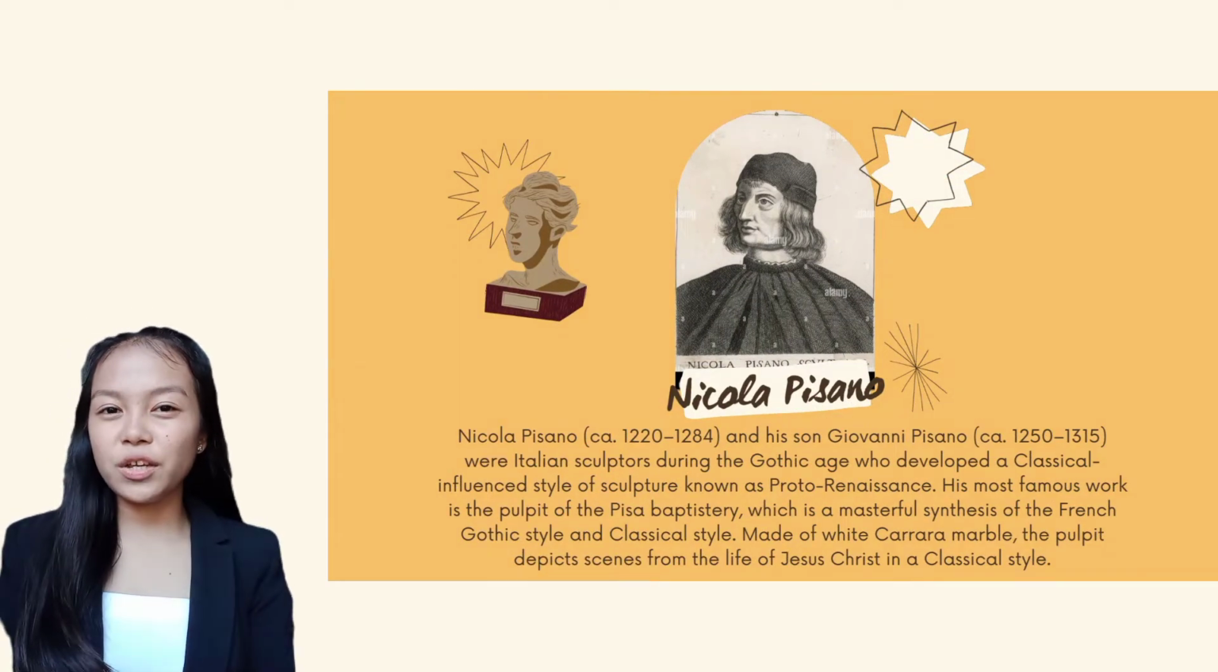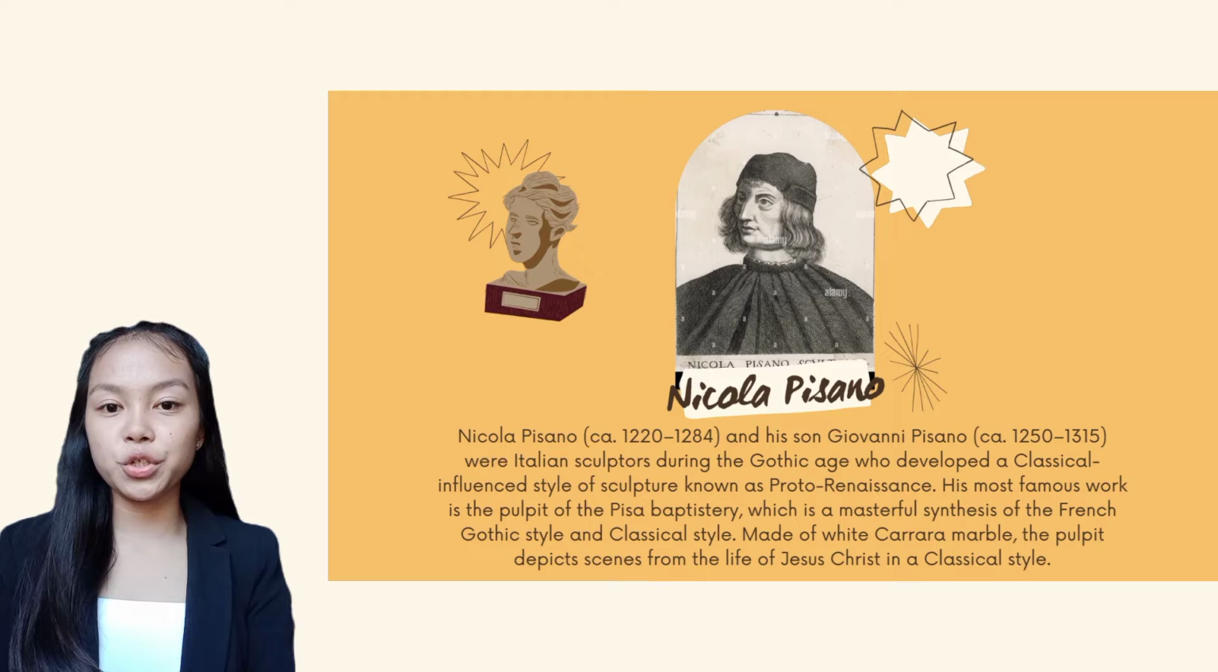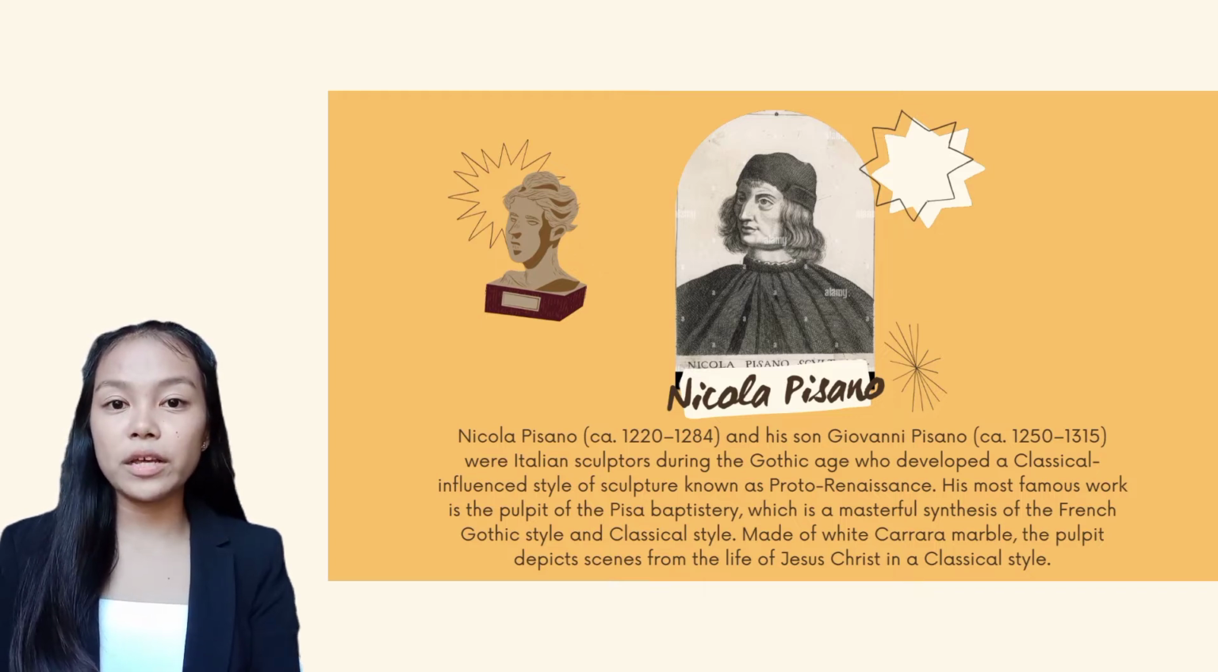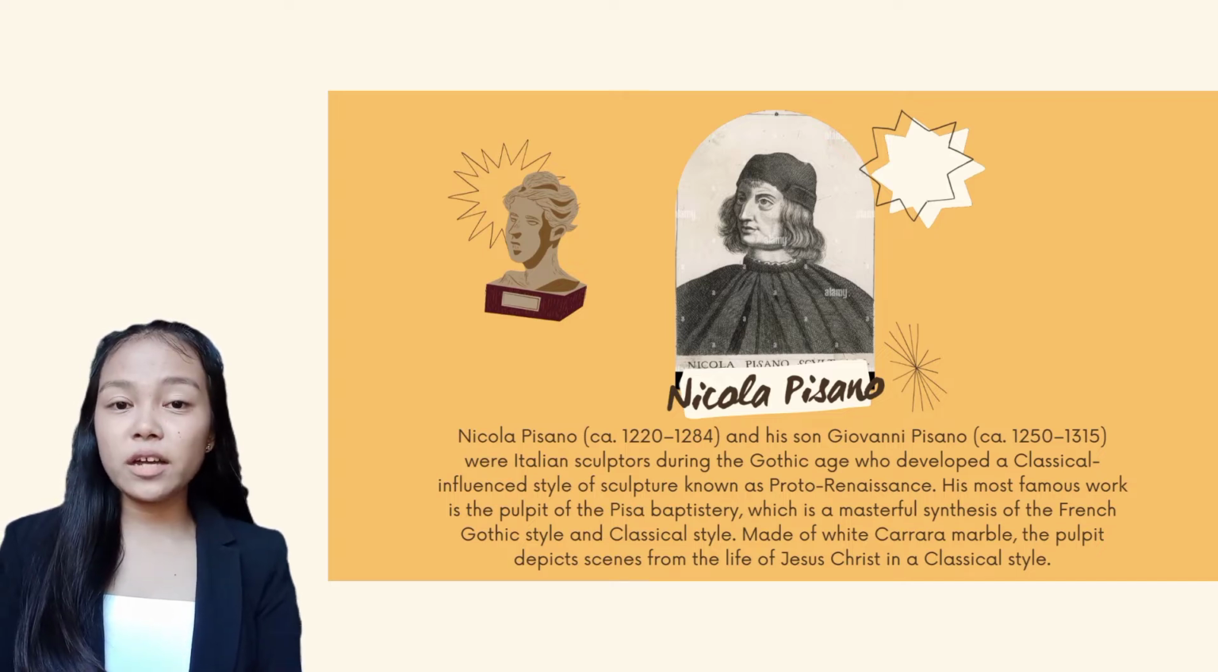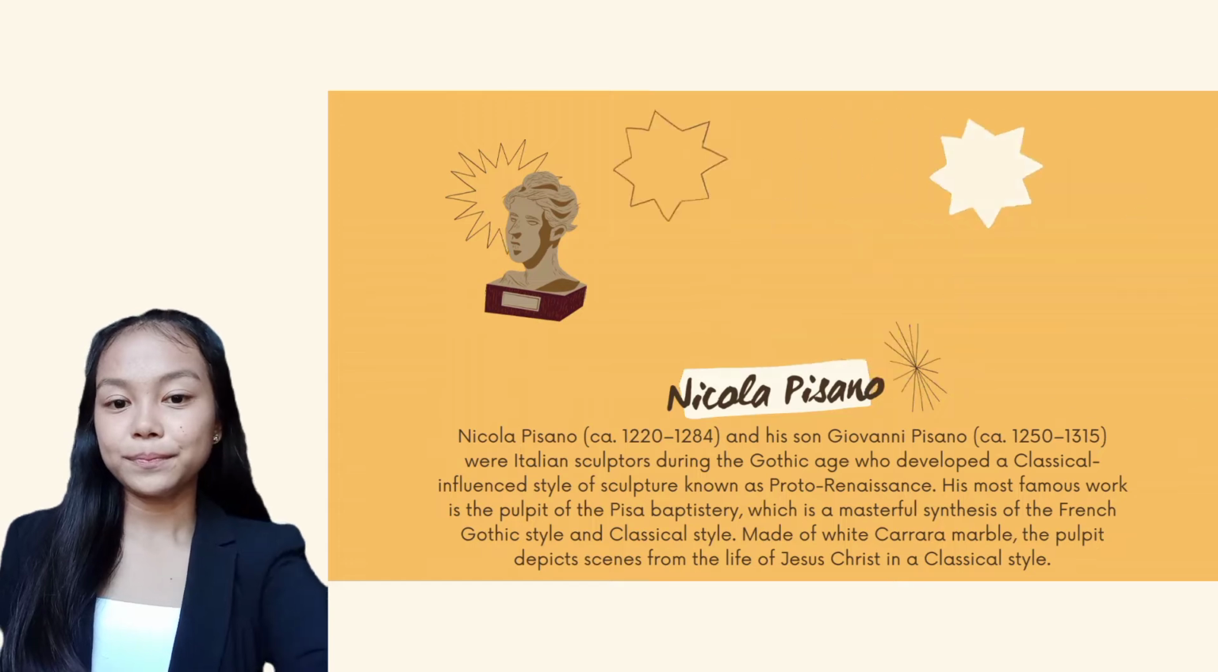Nicola Pisano and his son Giovanni Pisano were Italian sculptors during the Gothic age who developed a classical influence style of sculpture known as Proto-Renaissance. His most famous work is the pulpit of the Pisa Baptistery, which is a masterful synthesis of the French Gothic style and classical style. Made with white Carrara marble, the pulpit depicts scenes from the life of Jesus Christ in a classical style.